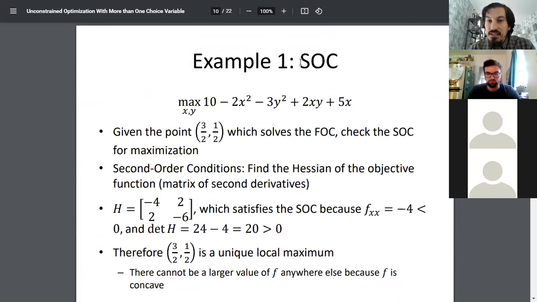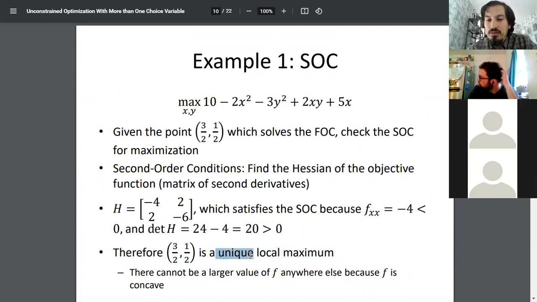But now let's think about the second order conditions of this problem, which we did. Remember, f_xx, the second order partial derivative with respect to x, is -4. That's negative, which is good. The determinant of the Hessian matrix is 20, which is positive, which is good. Therefore, 3 halves and 1/2 is a unique local maximum.